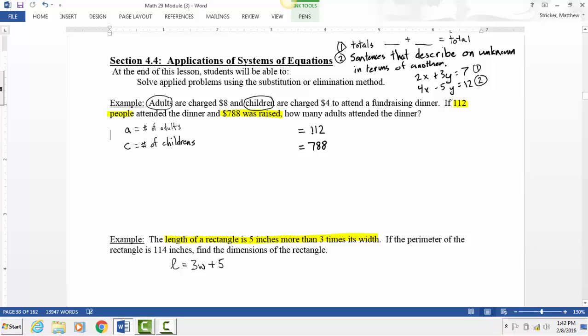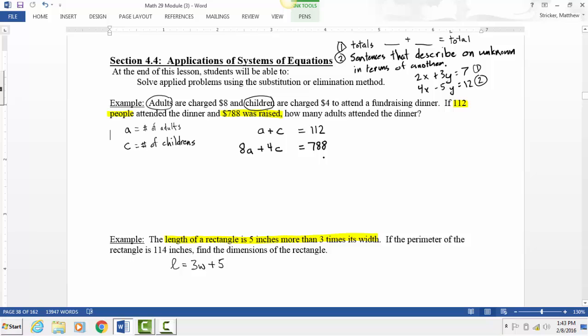And so the first equation, 112 people, we don't know how many of those were adults and how many were children, but we know that the adults plus the children should be 112. So that's the most basic equation you'll see there, just A plus C equals 112. Now the second equation gets a little bit more complicated, but not a lot. When we have the amount of money raised, each of those adults, remember A is the number of unknown adults, pays $8. So if we take 8 times the number of adults and we add to that $4 per child times C, the number of children, that total should add up to $788.